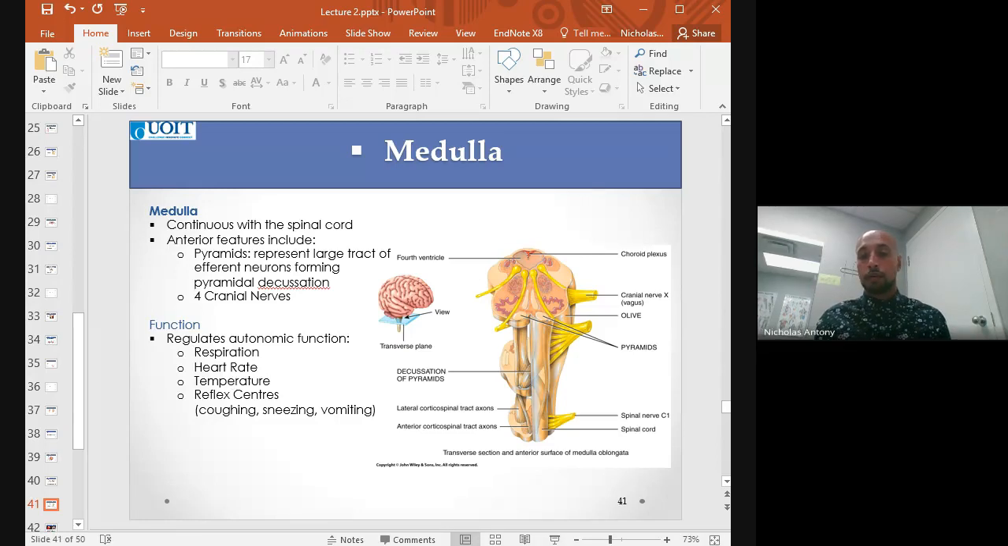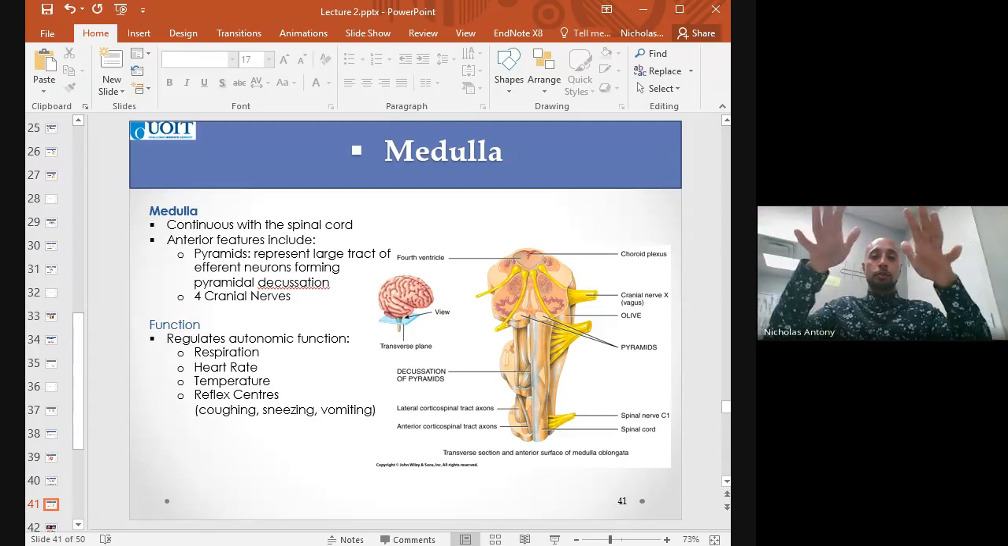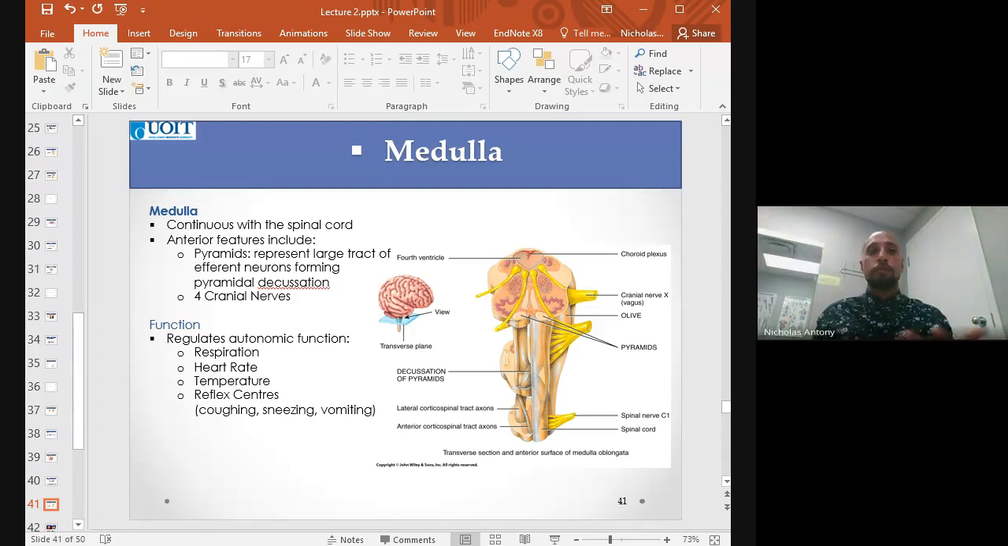I had a question from Kristen. She says, what is a peduncle? A peduncle is a Latin word meaning a stalk or a trunk. So the peduncles of the midbrain look like two stalks that connect the two cerebrum halves to the pons or to the brainstem. Is that okay, Kristen? Perfect. You guys okay with the medulla?